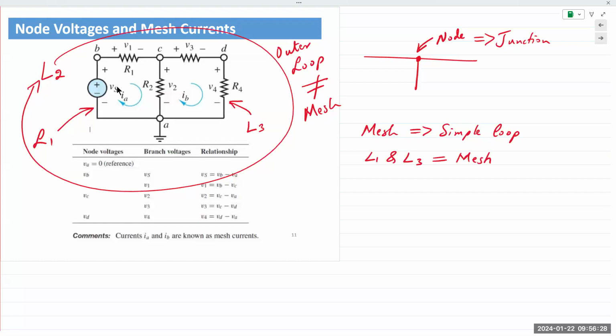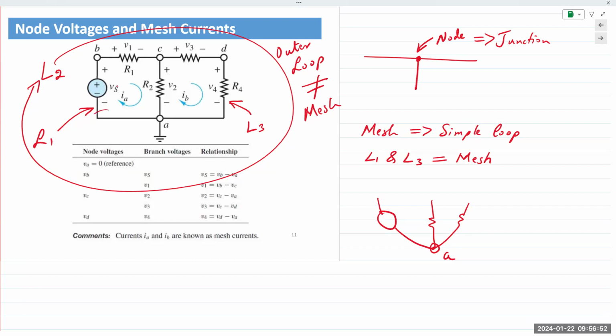So I could draw this circuit like this. This would be A. Just because the wire is bent in that schematic doesn't mean it's a separate node. It's the exact same node. A node is a junction of two or more components coming together.